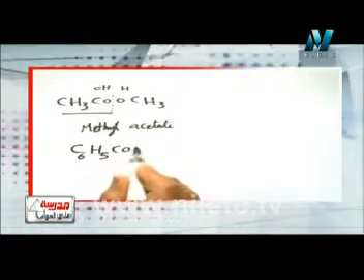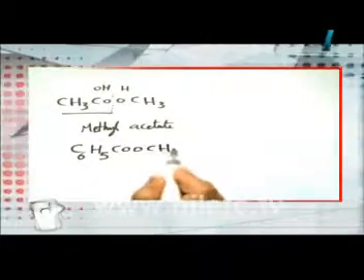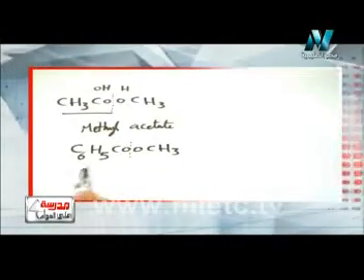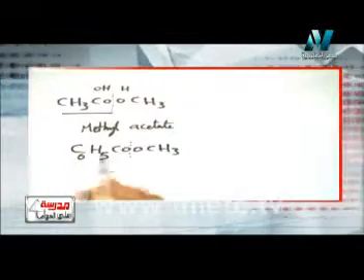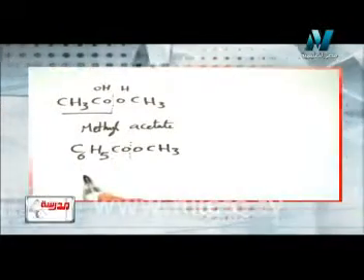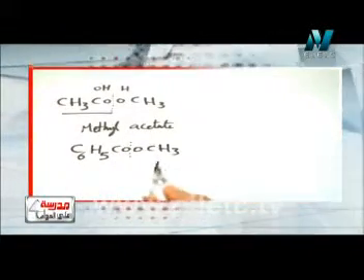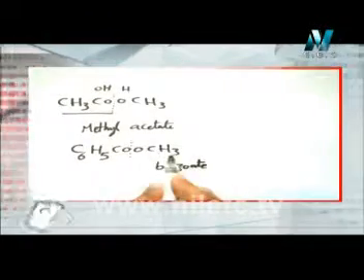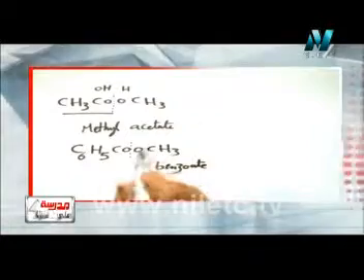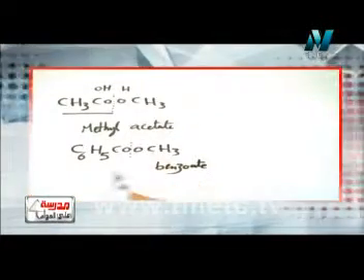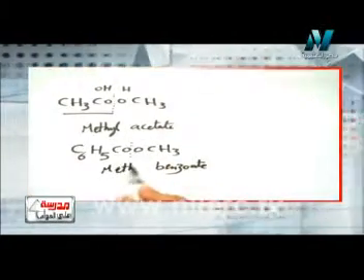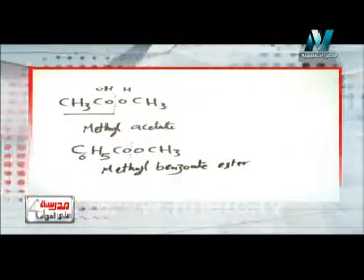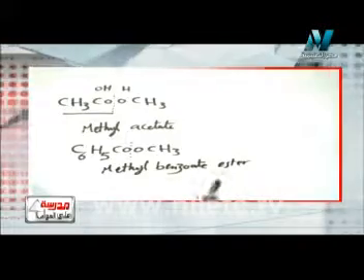Another example: C6H5COOCH3. We consider C6H5COOH as benzoic acid, and the radical is benzoate. We add H to CH3 to be methyl. This is called methyl benzoate ester.